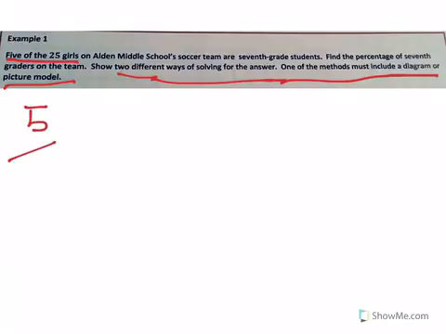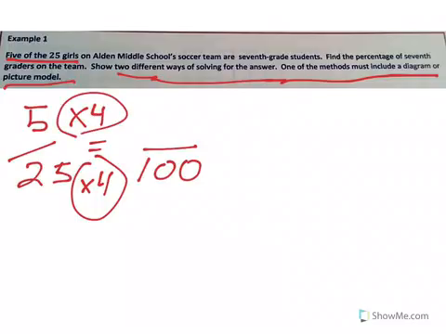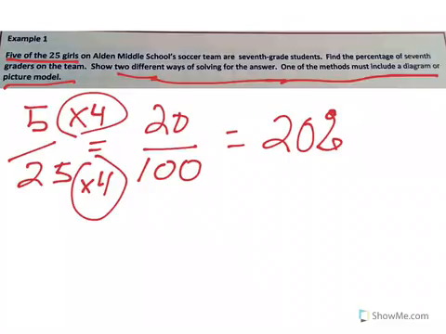First things first, we know we're looking for 5 students out of the 25 total. Percent means per 100, so we want to convert this into something out of 100. 25 is all of the girls on the team. 100% would be all of the girls on the team. So we know our constant, or our magic number, would be times 4, right? 25 times 4 gives us 100. 5 times 4, if you do it to the denominator, you have to do it to the numerator, gives us 20. That's giving us 20% of the team are 7th grade students. That's one way to solve it, and that gives us the answer.